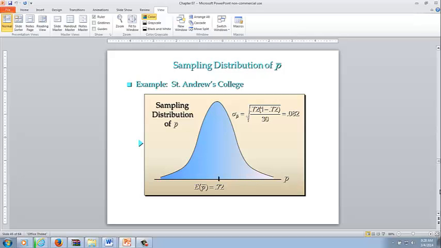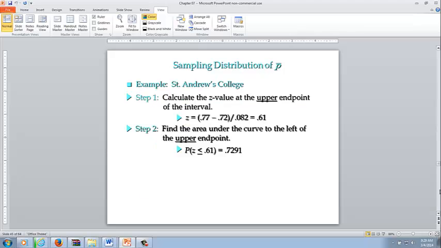So we calculate the standard deviation of the sample proportion, which is 0.082. And as you will see, we're using the equation for the infinite population because 30 is less than 5% of 900. We also know that the expected value of p-bar is 0.72. So we're set for business.